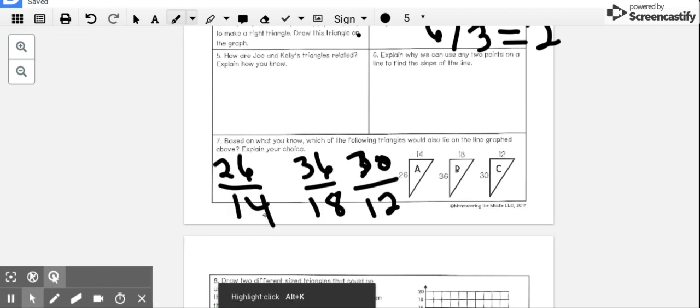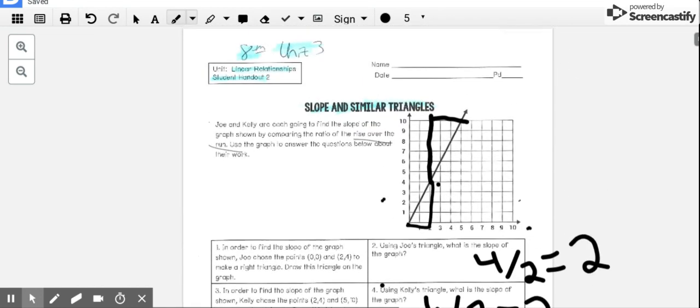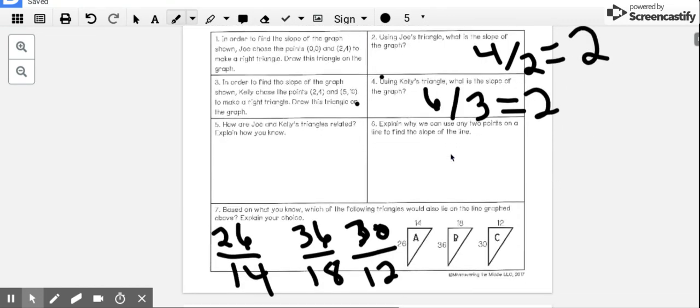So if you notice here, I wrote the rise over run for each triangle. The rise is the 26, the run is 14. So I did that for each triangle. So to see if it has the same slope as this up here, you just have to divide and see if it equals 2. So once you do that, you'll figure out that triangle B has the same slope.